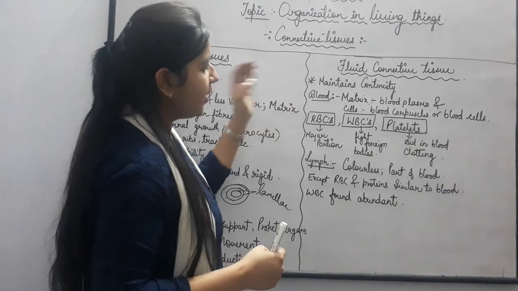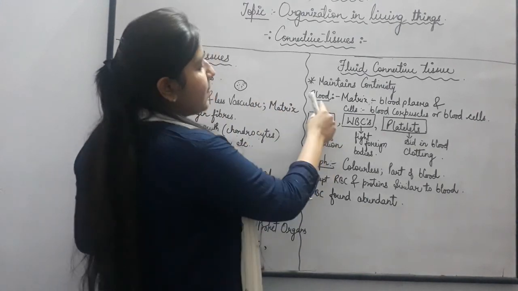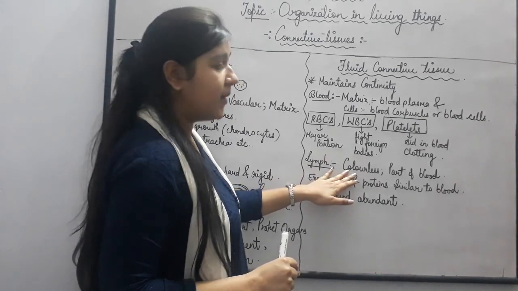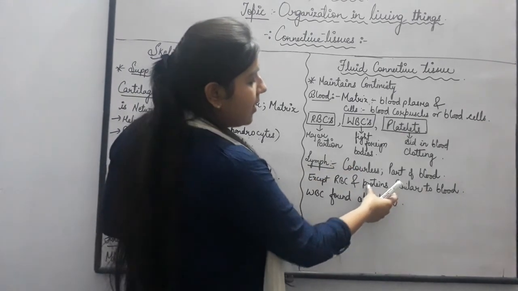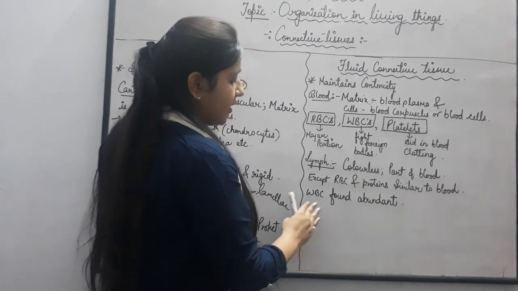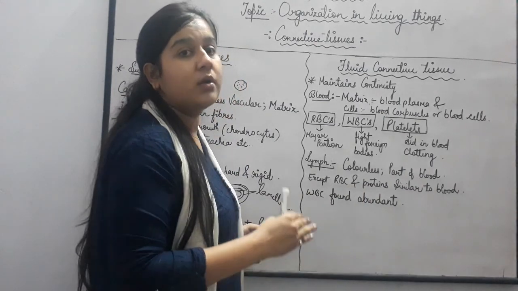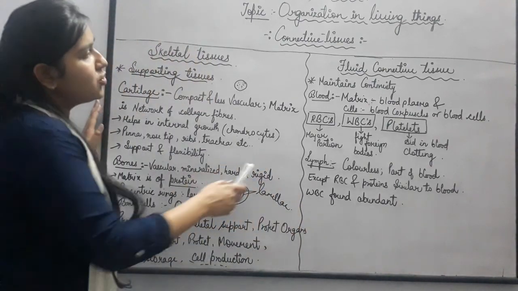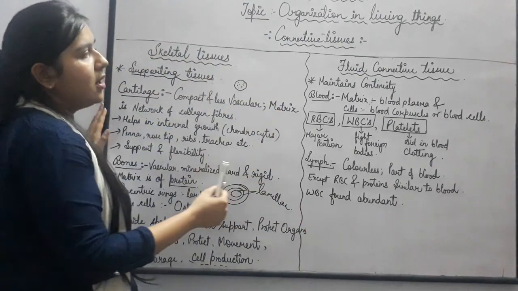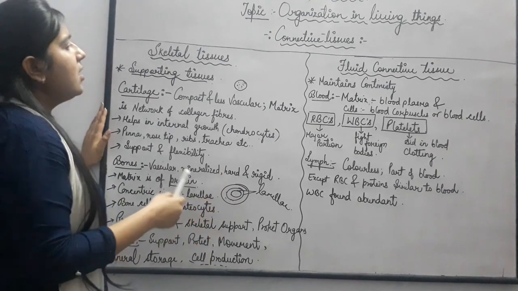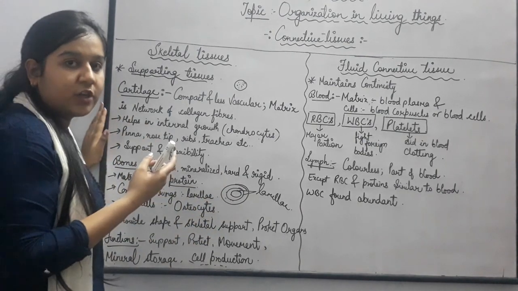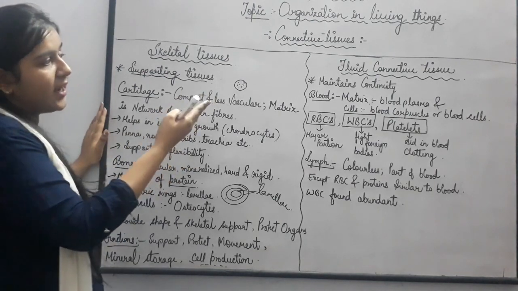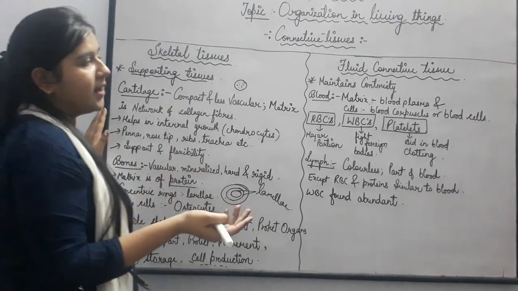Next, in the fluid connective tissue is the lymph. Lymph is a part of blood. It is the colorless part of the blood, the part that does not have RBCs and proteins. Instead, WBCs are found in very large amounts. So students, this is all for connective tissues. We have learned 5 types of connective tissues: areolar connective tissue, adipose tissue, skeletal tissue, fluid connective tissue, and dense regular connective tissue.